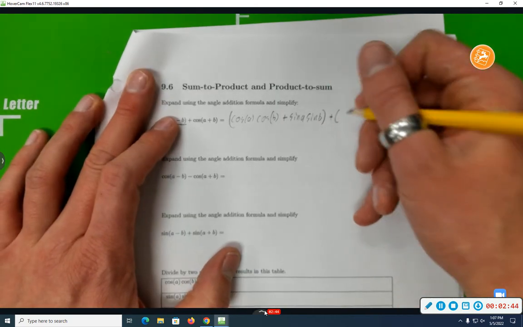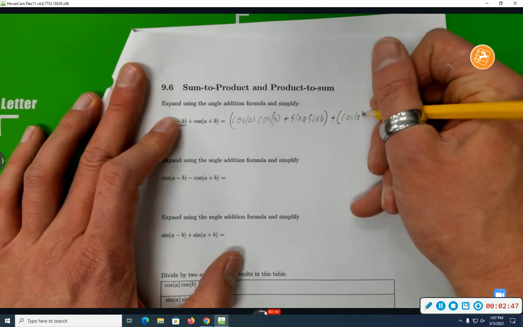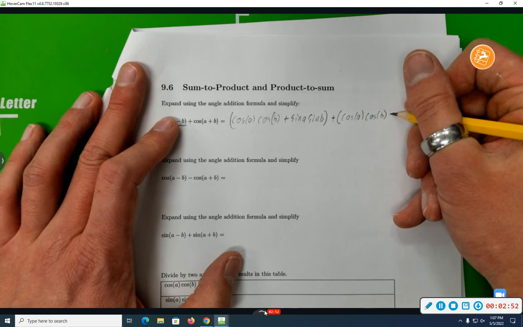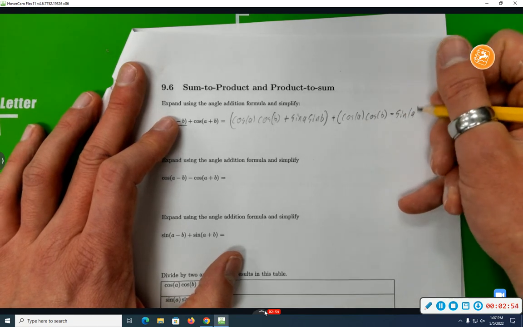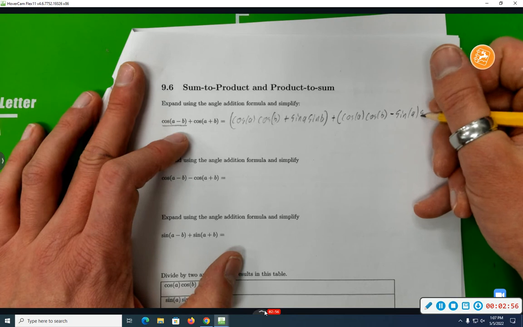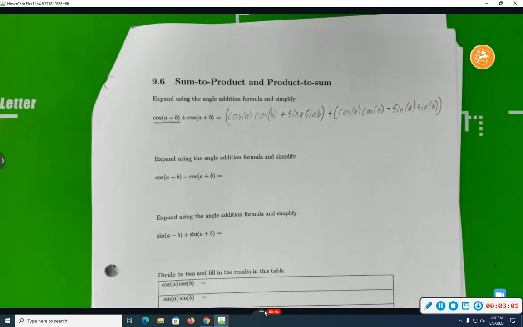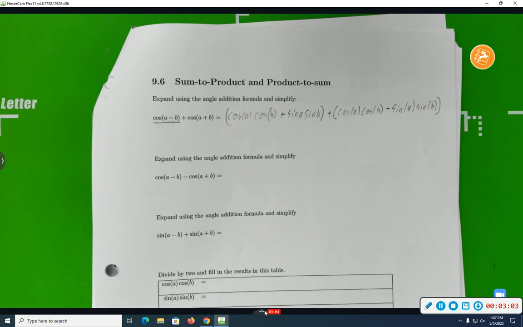Plus cosine of a, cosine of b, minus sine of a, sine of b. Well, I put those parentheses just to help me remember which b's corresponded to which ingredient in the previous line. Do those parentheses actually matter? No. It's all addition, so there's no distributing a minus sign to do, so we're good there.